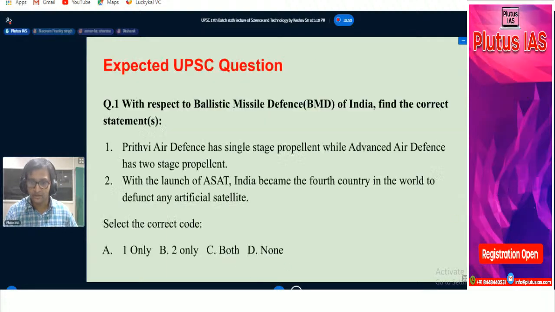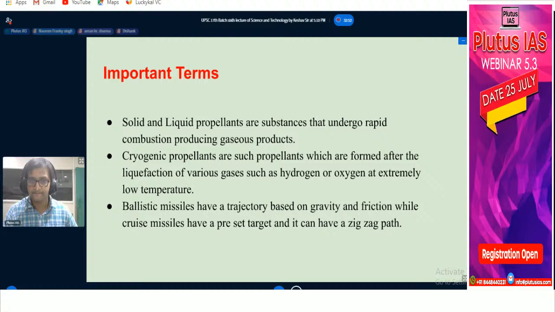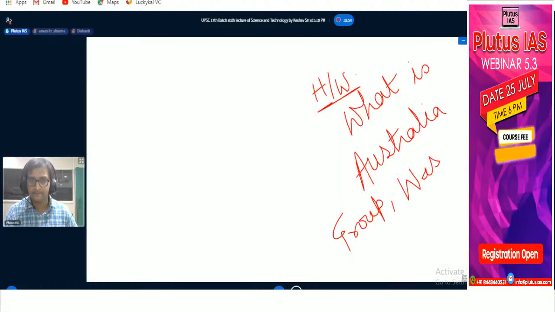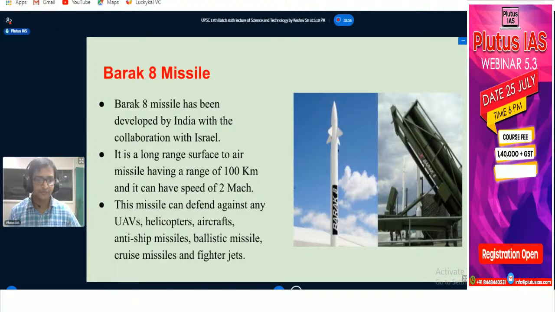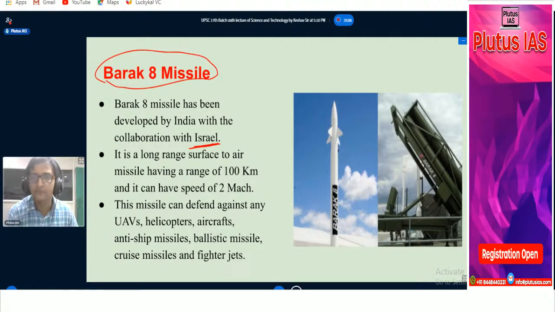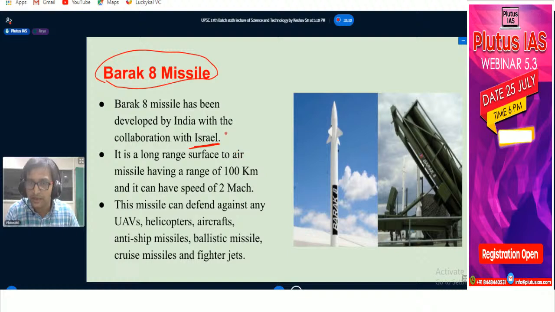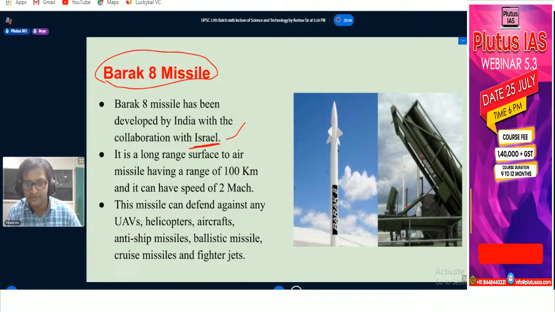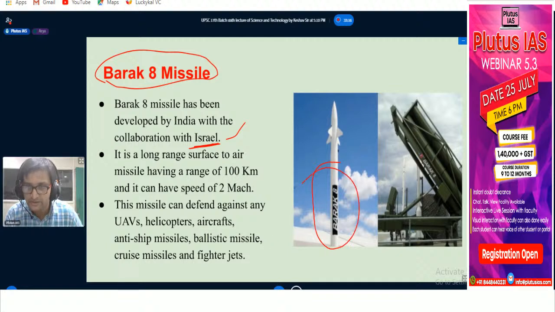Now come to this Barak 8 missile. This missile we have made with the help of Israel. So Barak 8 missile has been developed by India in collaboration with Israel. This is Barak 8.